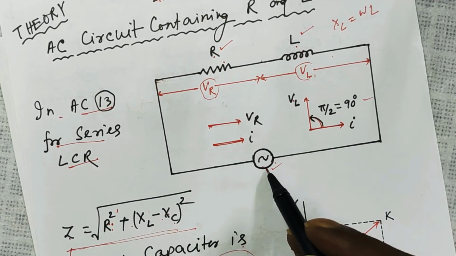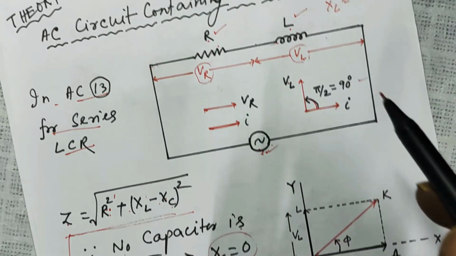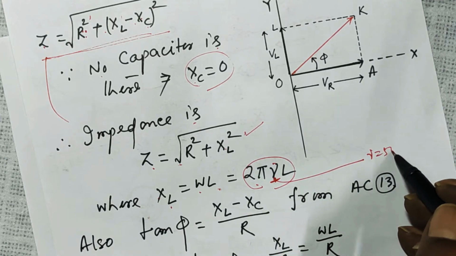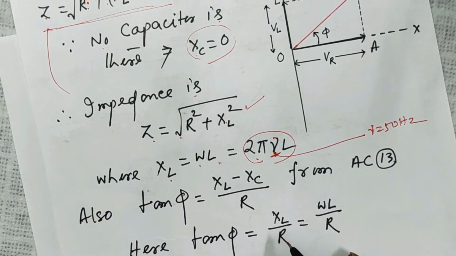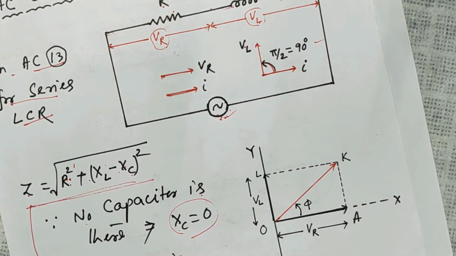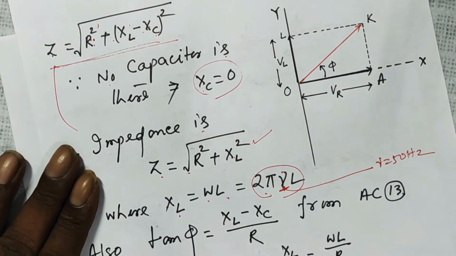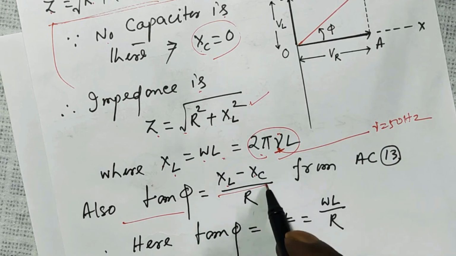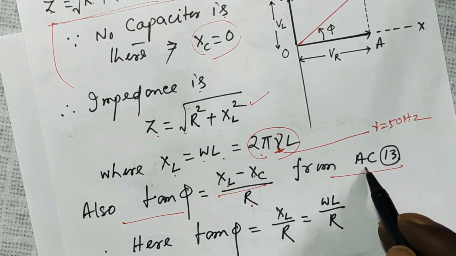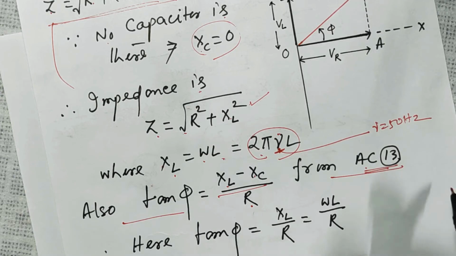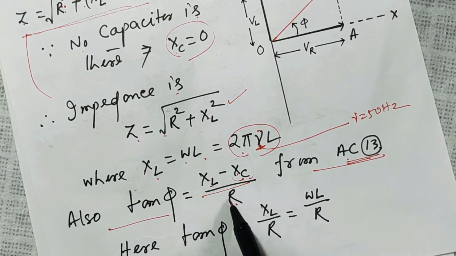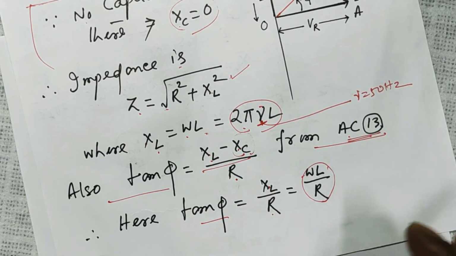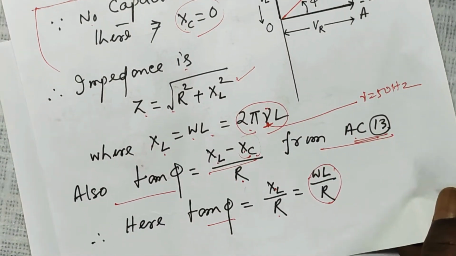This frequency is the frequency of the applied voltage across R and L. For India, this nu is equal to 50 Hertz. Now look here. We also had derived in lesson 13 the tan phi. Tan phi was (XL minus XC) over R in alternating current lesson 13. Since XC is not there, remove this XC part. So we have only XL over R. Therefore, tan phi is XL over R, that is omega L over R.